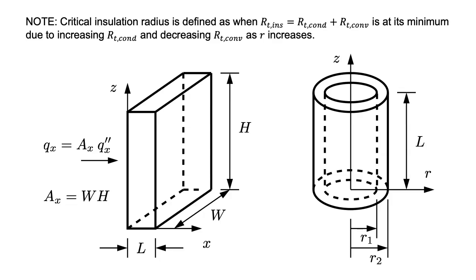Finally, there are two figures included to clarify the nomenclature for the geometry for the equations in the previous table. In particular, note that for the plane wall, the area used to calculate the total heat rate is perpendicular to the heat flux in the x direction, and that the length used for the cylindrical geometry is the length of the cylinder.